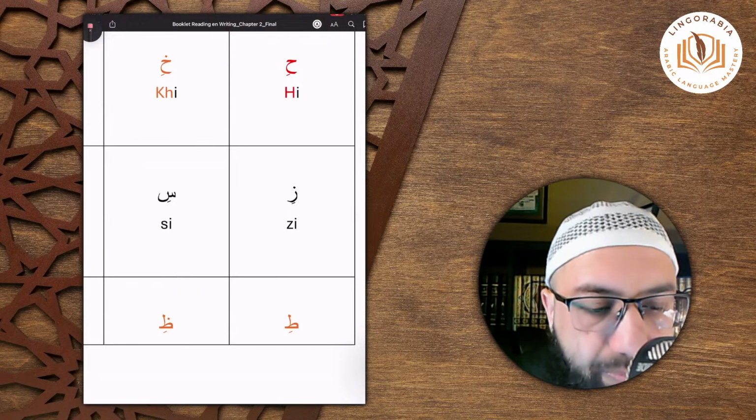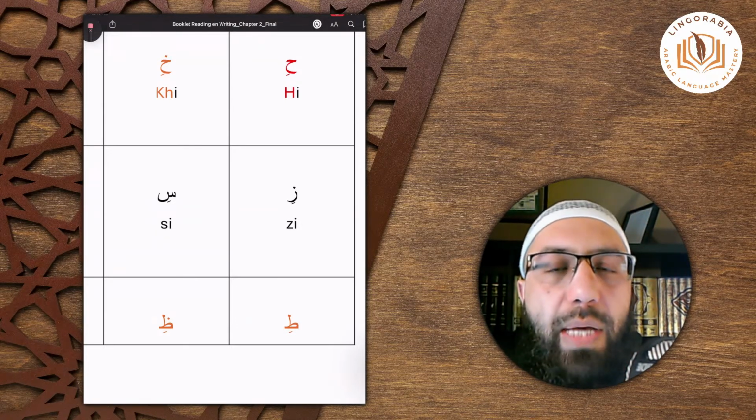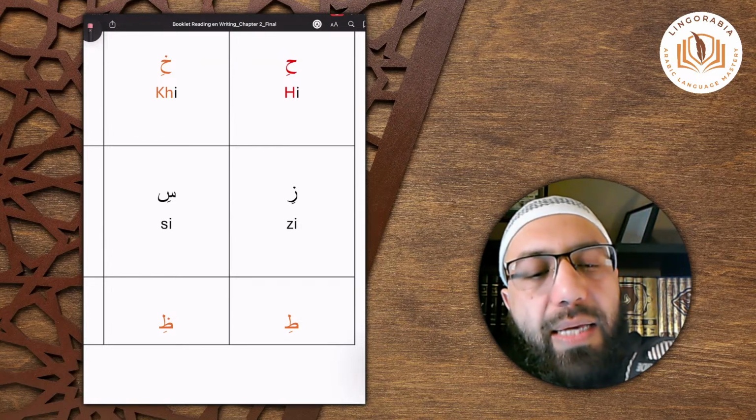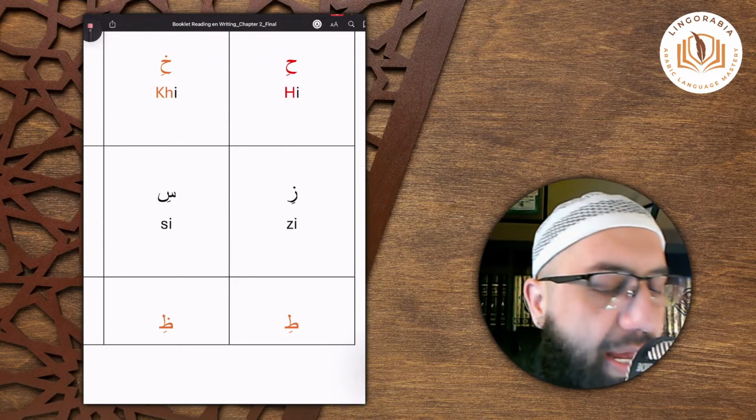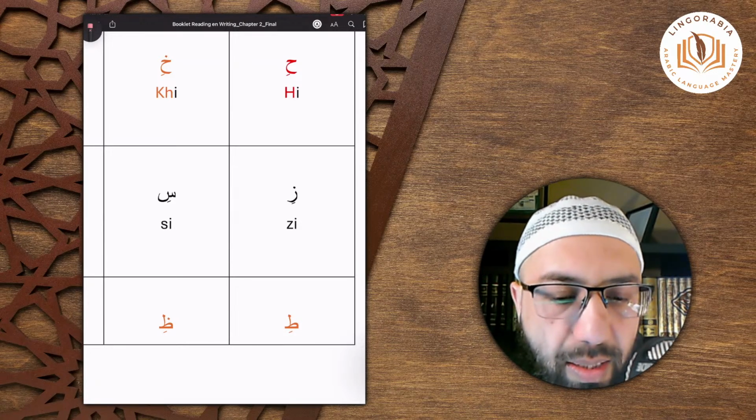How do you know where the letter is heavy or light? Now, there are some rules, and there are specific letters. Guys, there are specific letters that are pronounced heavily. The letters that are pronounced heavily in this book are color-coded.